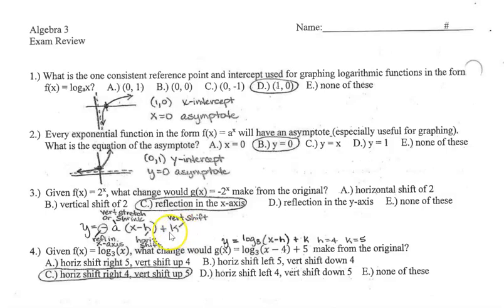If I don't want to move it over there, if I want to leave it here, then I don't do the opposite of it. I use that value exactly as it is. So for instance, if I have a parent function of log base 3 of x, and we want to talk about what transformations have been made to this equation, then what's being subtracted from x, the opposite of this value would be a positive 4. So that's a horizontal shift of a positive 4, which means it goes to the right. And then this plus 5 is a vertical shift of a positive 5. So vertical being positive means that it's going to go up.